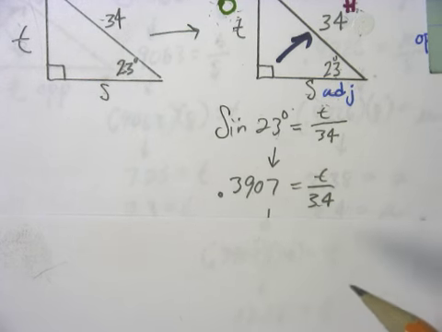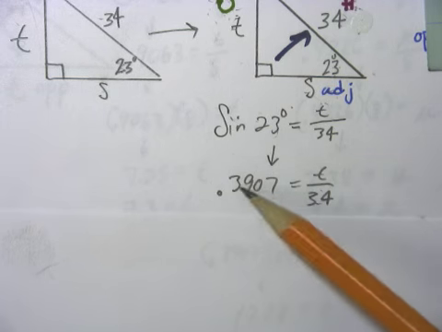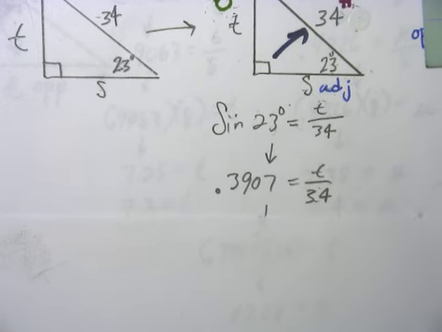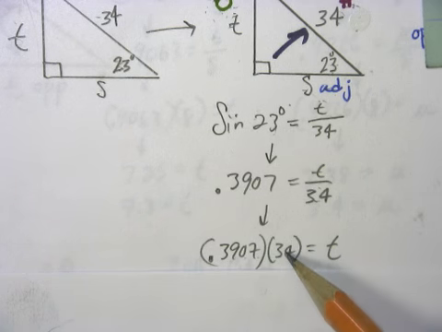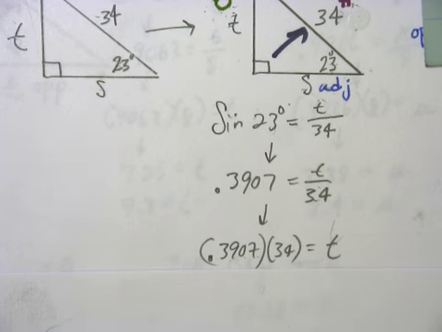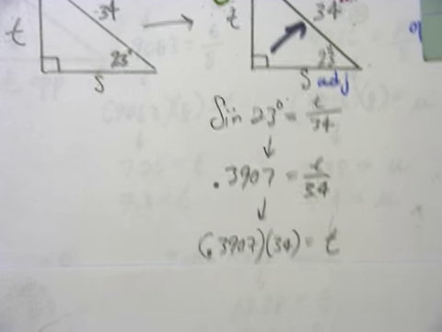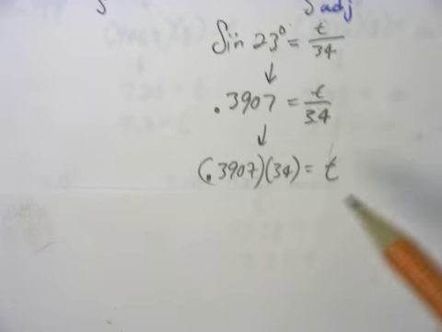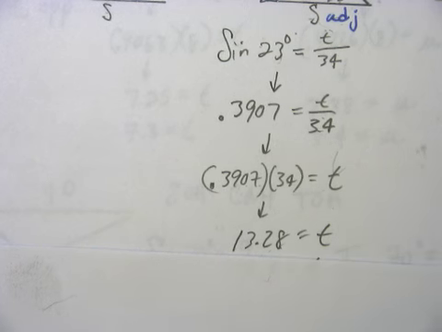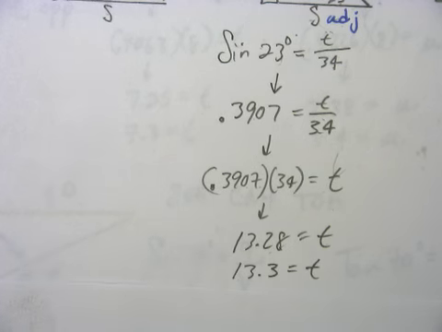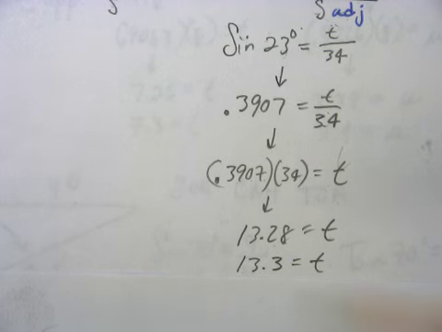Now I have this number in the denominator, and we want to get rid of that. How do I get rid of it? By multiplying across the equal sign. When I do that, I have 0.3907 times 34, which is equal to T. Look, I got the T by itself, that's what I was looking to do. When I multiply them, I get 13.28 is equal to T, and I'm just going to round that to 13.3. So side T of the triangle is 13.3.